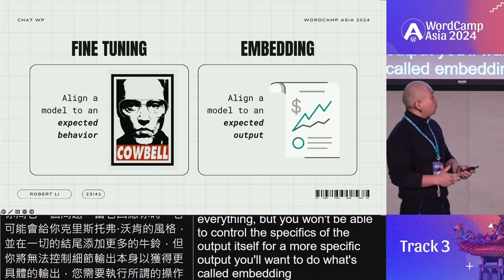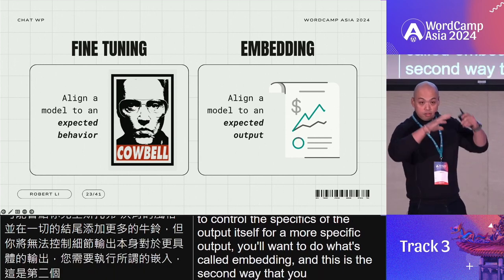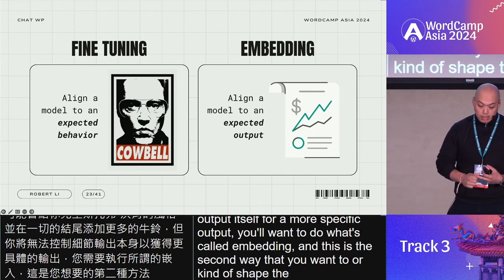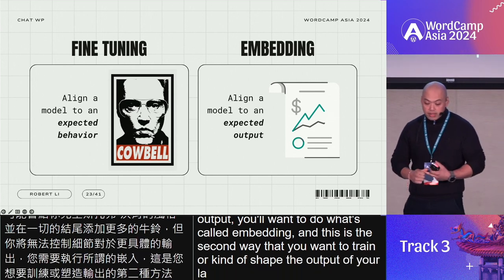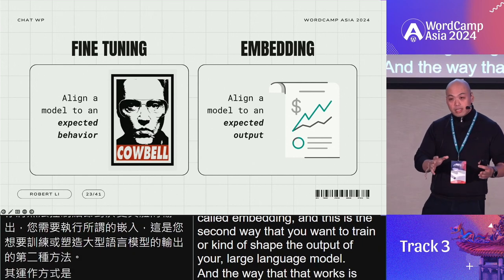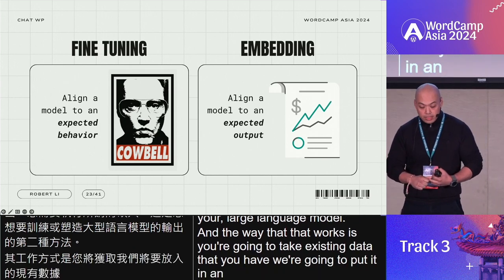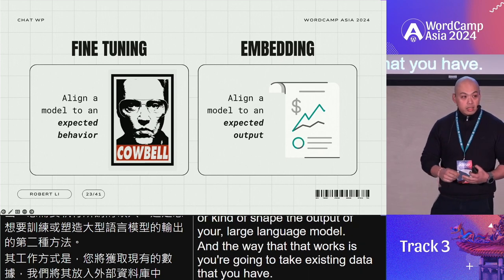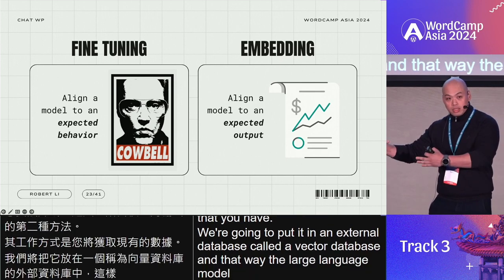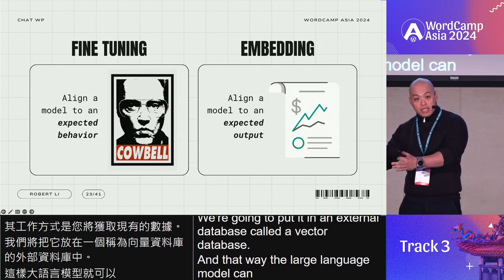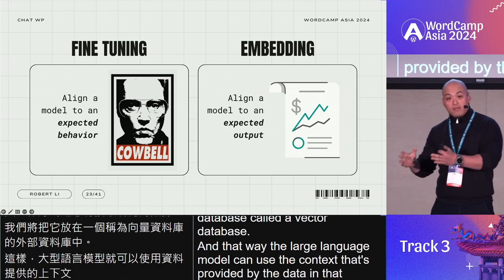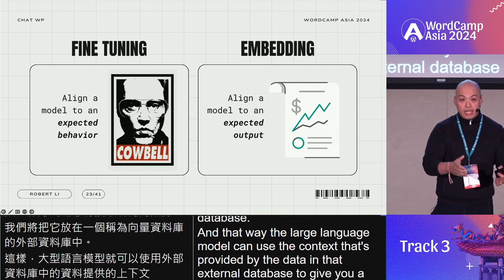And this is the second way that you want to shape the output of your large language model. The way that works is you take existing data that you have and put it in an external database called a vector database. That way, the large language model can use the context provided by the data in that external database to give you a more targeted output, right?